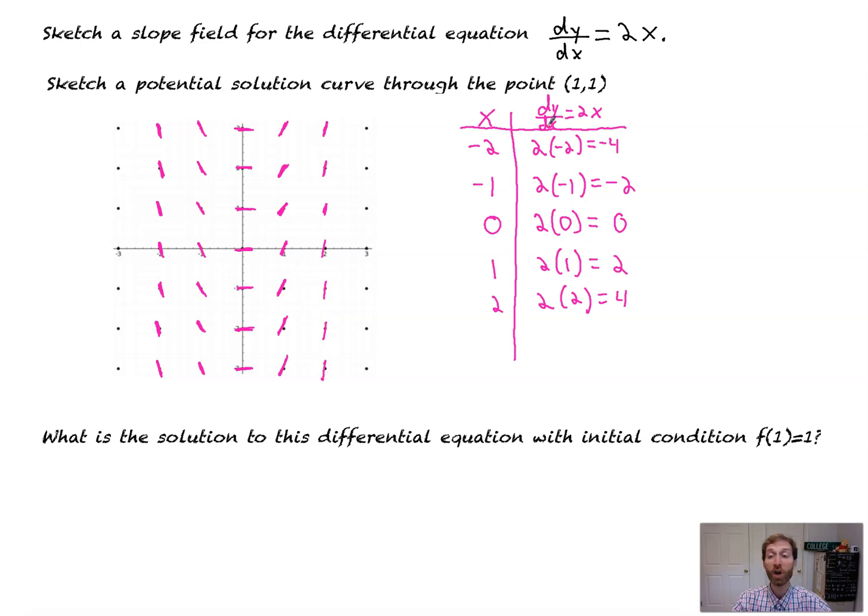Now in this slope field, all of the slopes were just with respect to x, meaning we didn't have to plug in y values, which we'll have to do down the road. So what we have right here is our slope field. Now it says, can we sketch a potential solution curve through the point (1, 1)? Here's what you do for that.